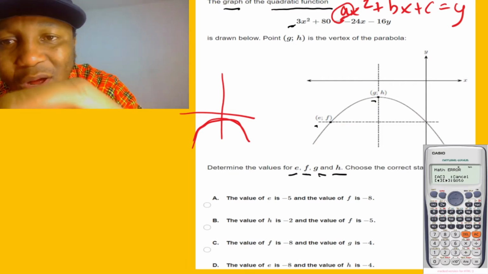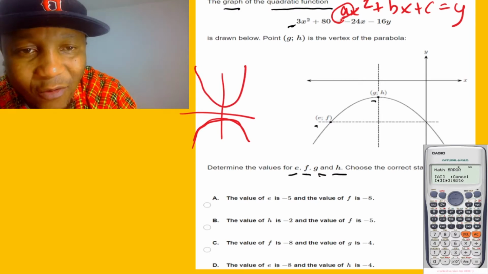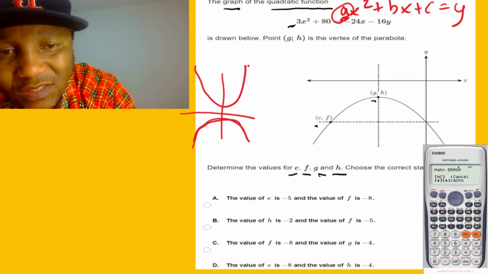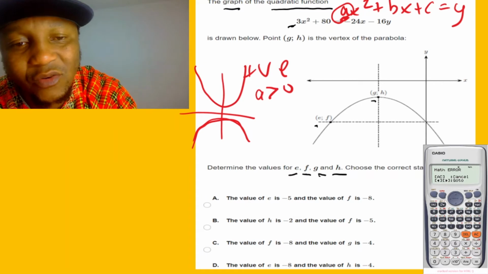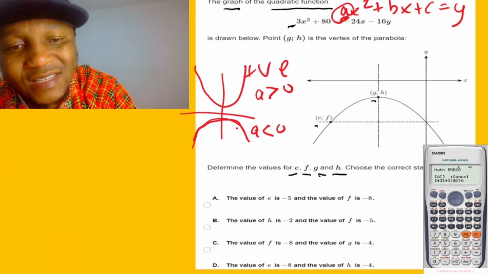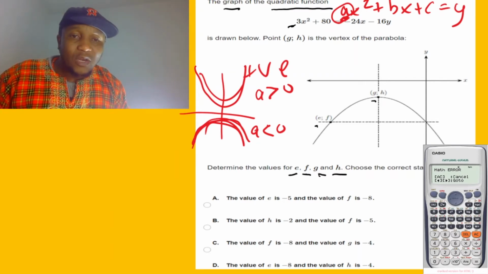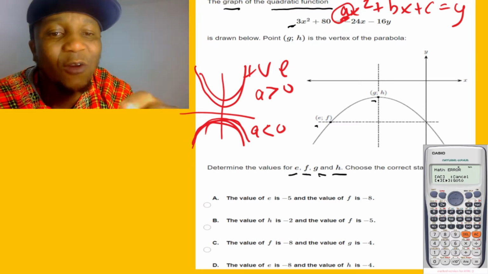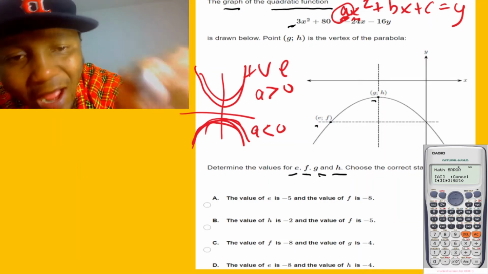If it's concave upward, like this, it means the value of a is positive. When a is greater than 0, because positive means greater than 0, it's concave upward, and when a is less than 0 it's concave downward. Even before doing any calculation, just by looking, if the value of a, which is the number with the x squared, is less than 0, then it's going to be concave downward. If it's greater than 0, then you know it's going to be concave upward.